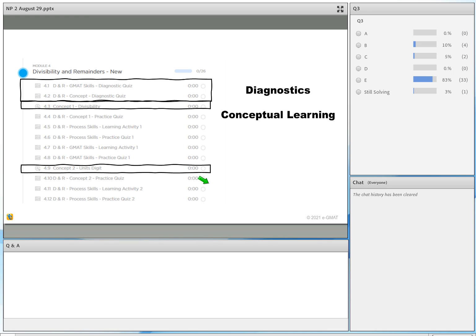When you begin every single module, here is a snapshot of how the divisibility and remainders module looks on the course. That's what we're doing today, right? If you see these two activities, 4.1 and 4.2, these are both diagnostic quizzes. The first one is a GMAT skill diagnostic. So this is like, how would I do on the GMAT if I go today? How prepared am I? The second one is a concept diagnostic quiz. That's only going to test you on your concepts.